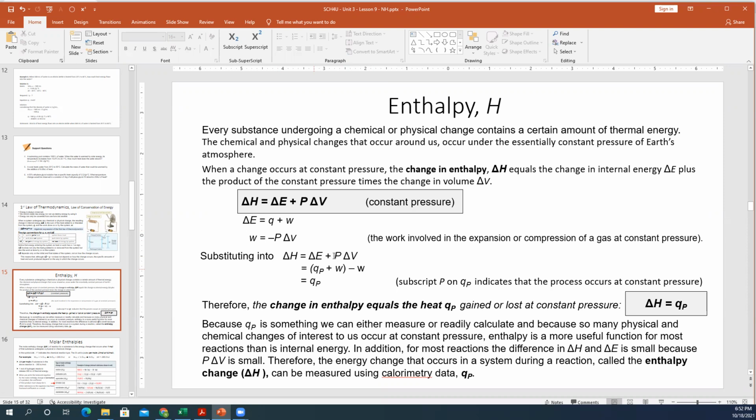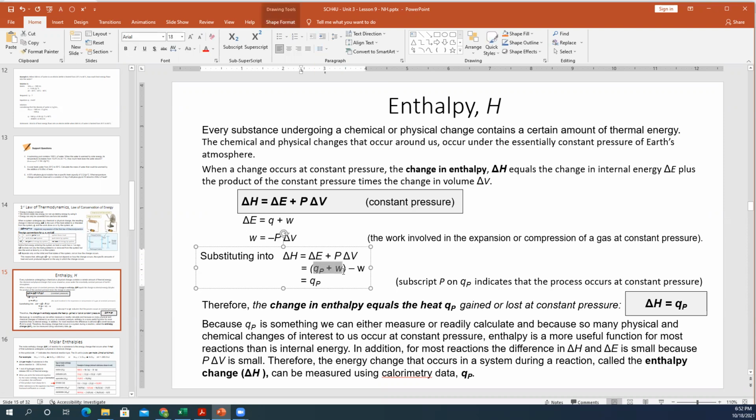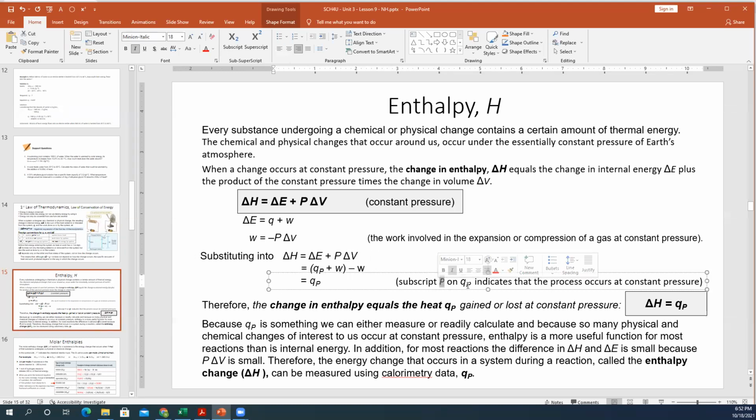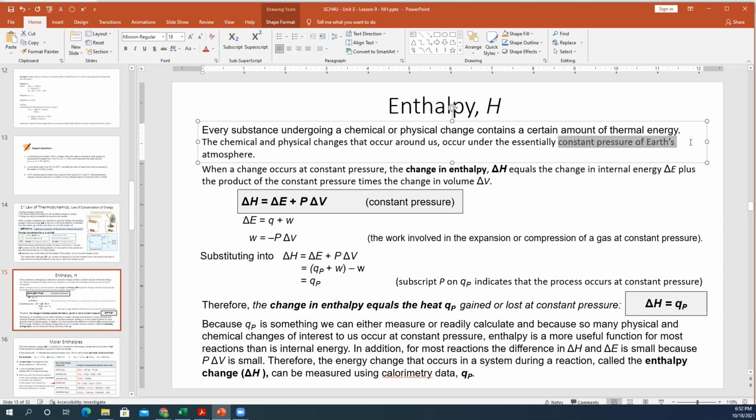We substitute in further, and we get that delta E is equal to Q plus W, and so delta H is equal to Q_P finally. The subscript P on our Q_P indicates that the process is happening at constant pressure, the constant pressure of our Earth's atmosphere. Or perhaps we're doing this reaction in a pressurized closed system, but we're still maintaining a constant pressure.